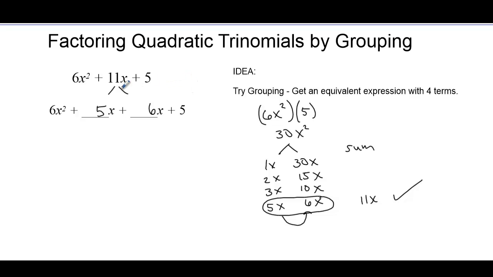You may ask what would happen if I put 6x's here and 5x's here. And in the end, it doesn't matter. The grouping method will still work and I'll get the same two factors, just in different order. So now let's do our grouping.